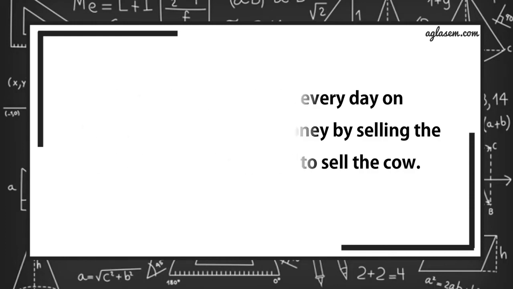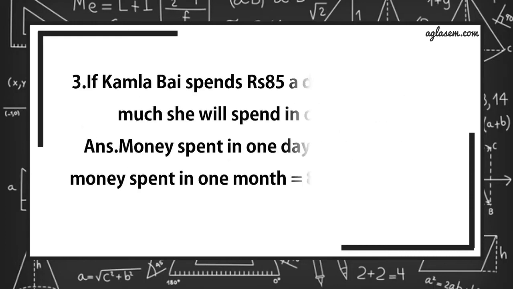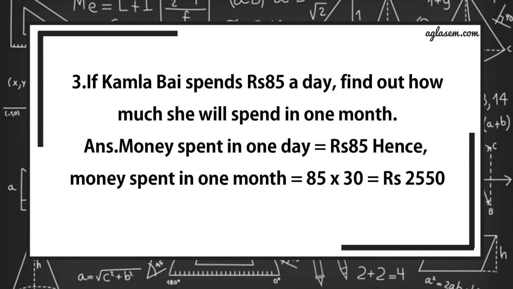Further, question number 3 says, if Kamla Bai spends rupees 85 a day, find out how much she will spend in 1 month. Answer is, money spent in 1 day is equal to rupees 85. Therefore, money spent in 1 month will be 85 into 30, that will give you rupees 2,550.